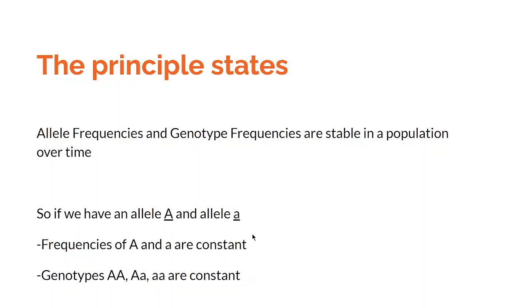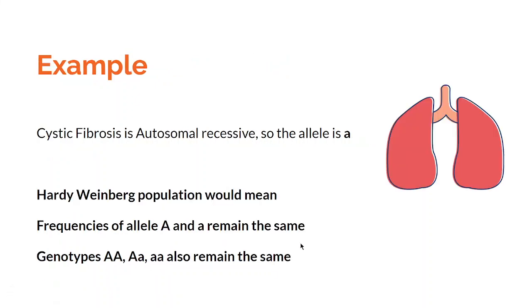The Hardy-Weinberg principle would state that the two alleles would be constant in a population over time, but it also states that the genotypes made from those alleles, so big A big A, big A little a, and little a little a, are also constant as well. So let's put that into a context.